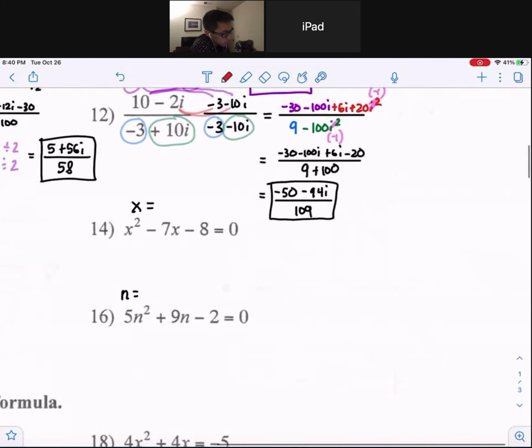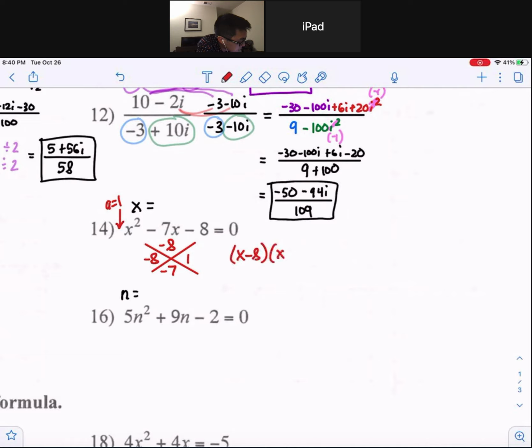14. Again, this is solving by factoring. So this is a is equal to 1. So that means you guys are going to do your x method, find your factors, and then solve for x. Negative 8 at the top, negative 7 at the bottom. The two numbers that multiply to negative 8, but when you guys add it to negative 7, that's negative 8 and 1. And since a is equal to 1, you guys just use the two signed numbers. x minus 8 times x plus 1, all of that's equal to 0.